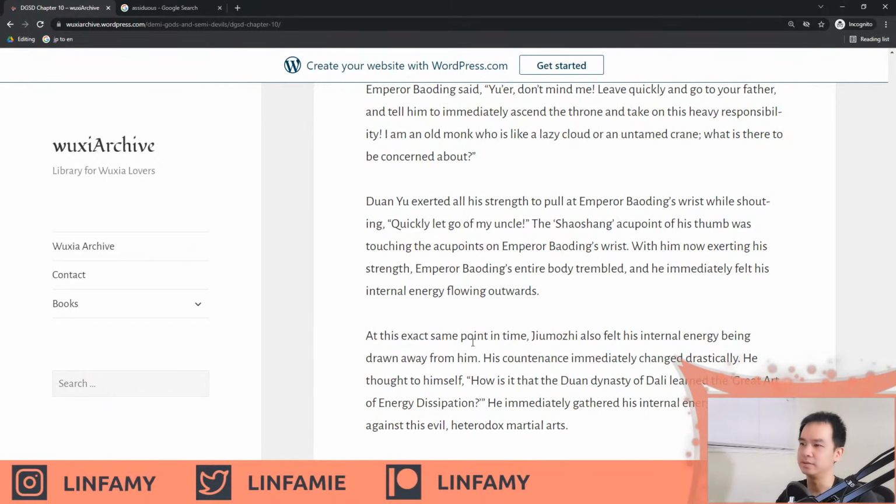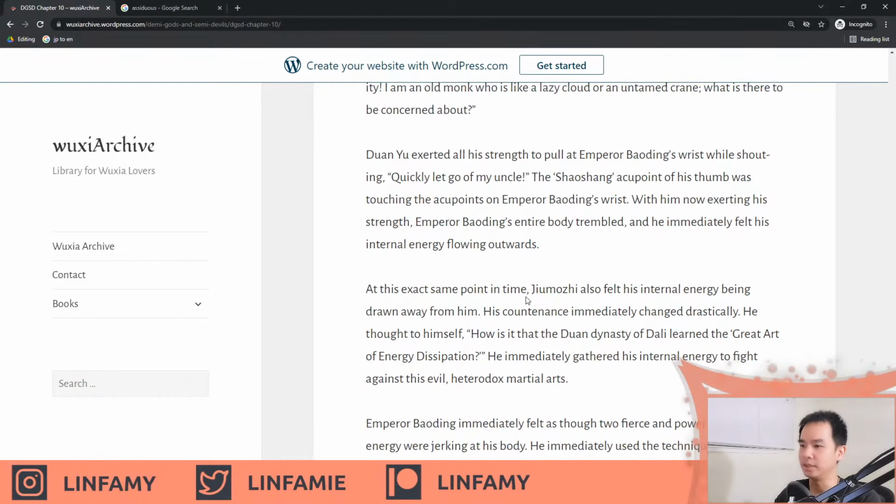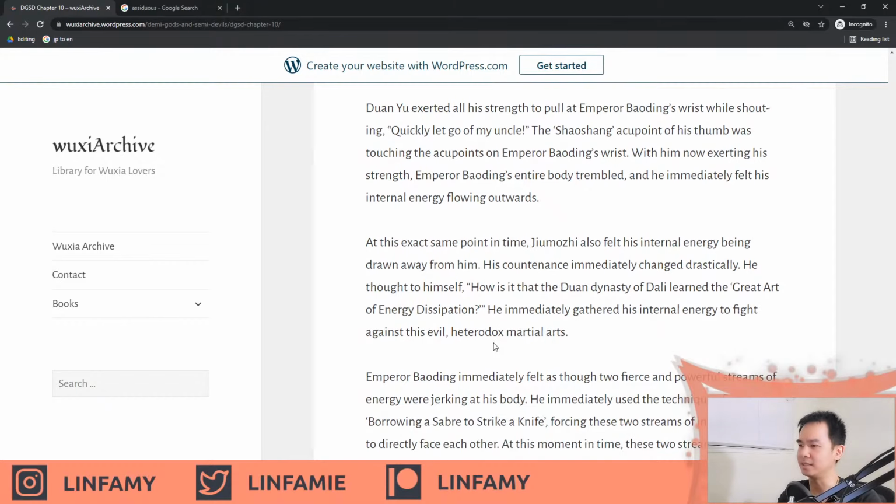Duan Yu exerted all his strength to pull at Emperor Baoding's wrist while shouting, "Quickly, let go of my uncle!" The Shaoshang acupoint of his thumb was touching the acupoints on Emperor Baoding's wrist. With him now exerting his strength, Emperor Baoding's entire body trembled. "Oh no, he's absorbing his uncle's energy," and he immediately felt his internal energy flowing outwards. At this exact same point in time, Jiumotsu also felt his energy being drawn away from him. His countenance immediately changed. He thought to himself, how is it that the Duan dynasty of Dali learned the great art of energy dissipation? He immediately gathered his internal energy to fight against this evil, heterodox martial arts.